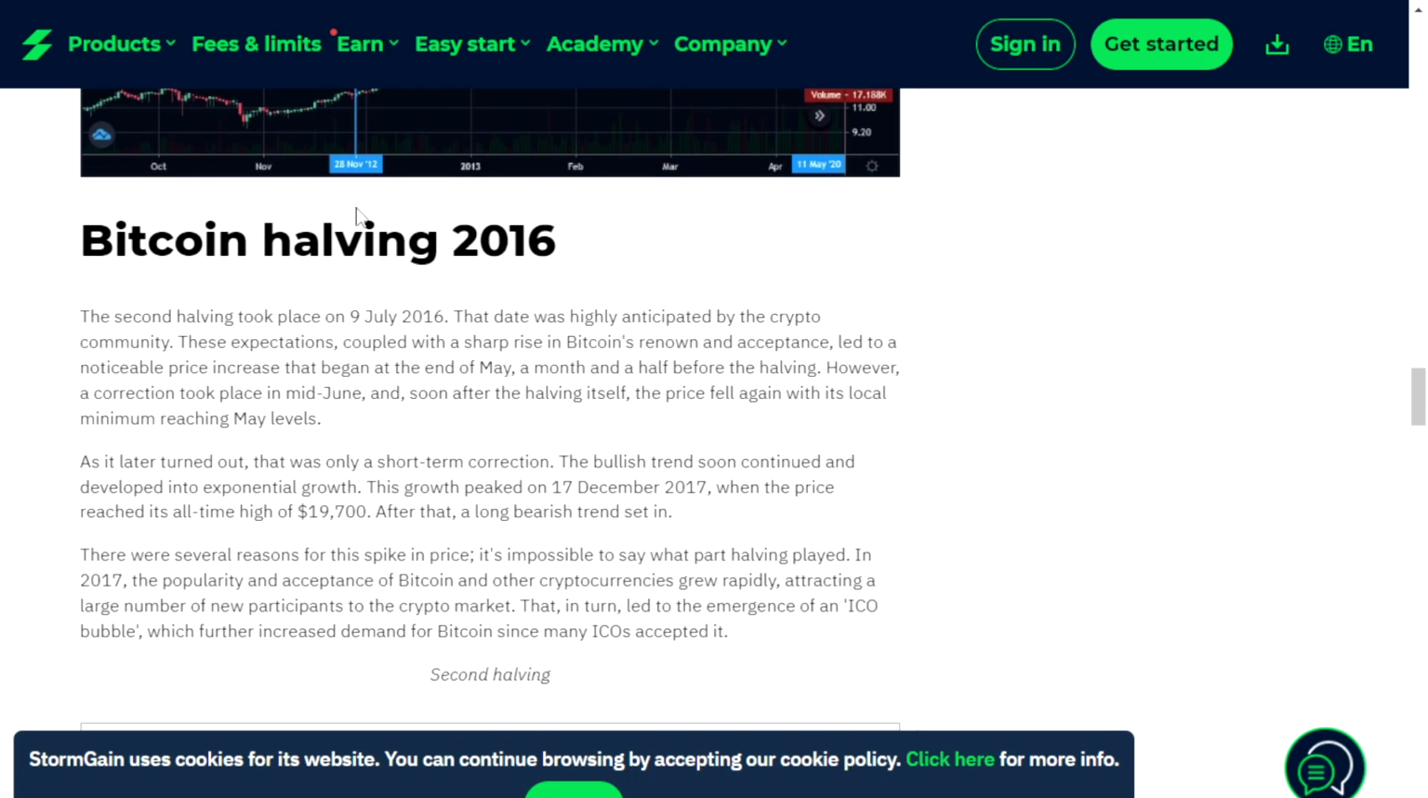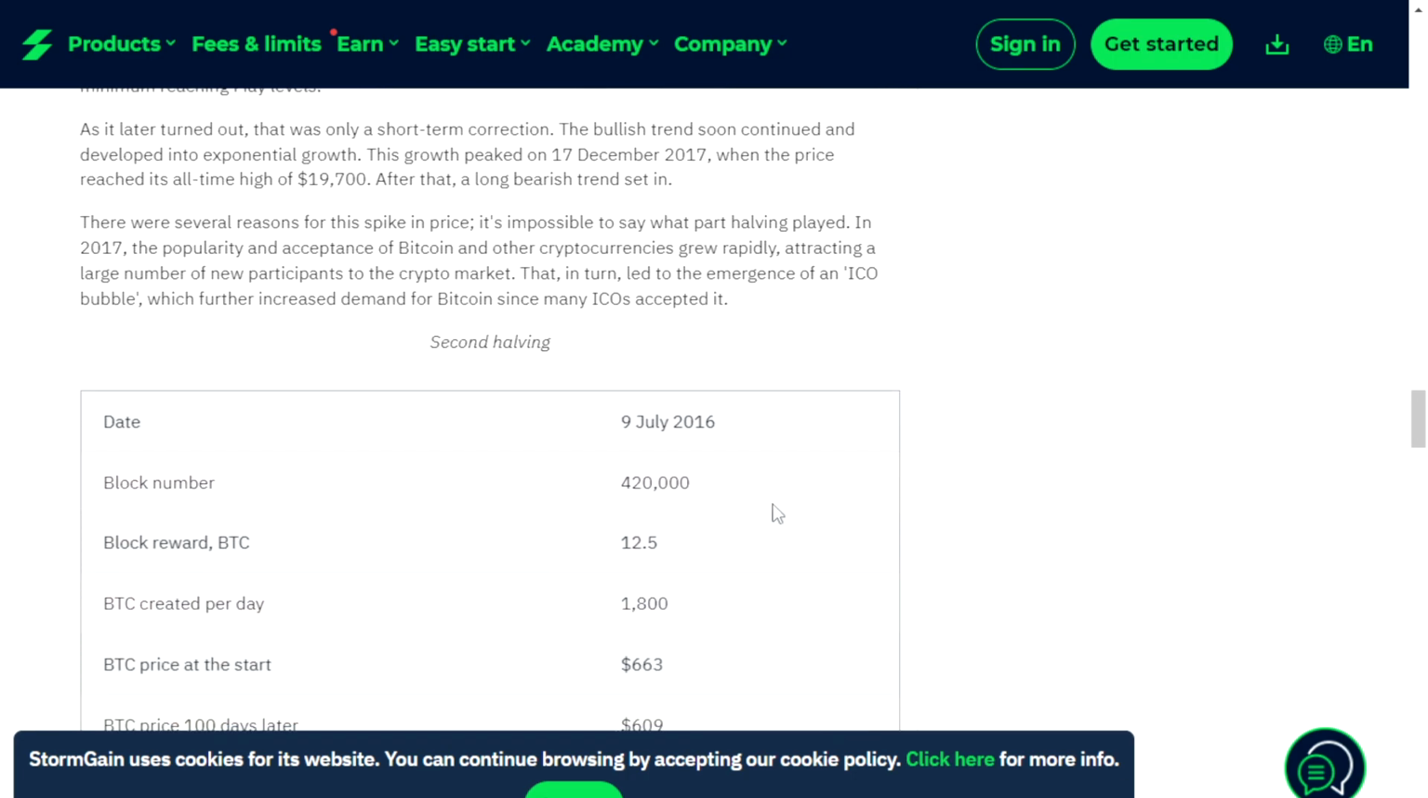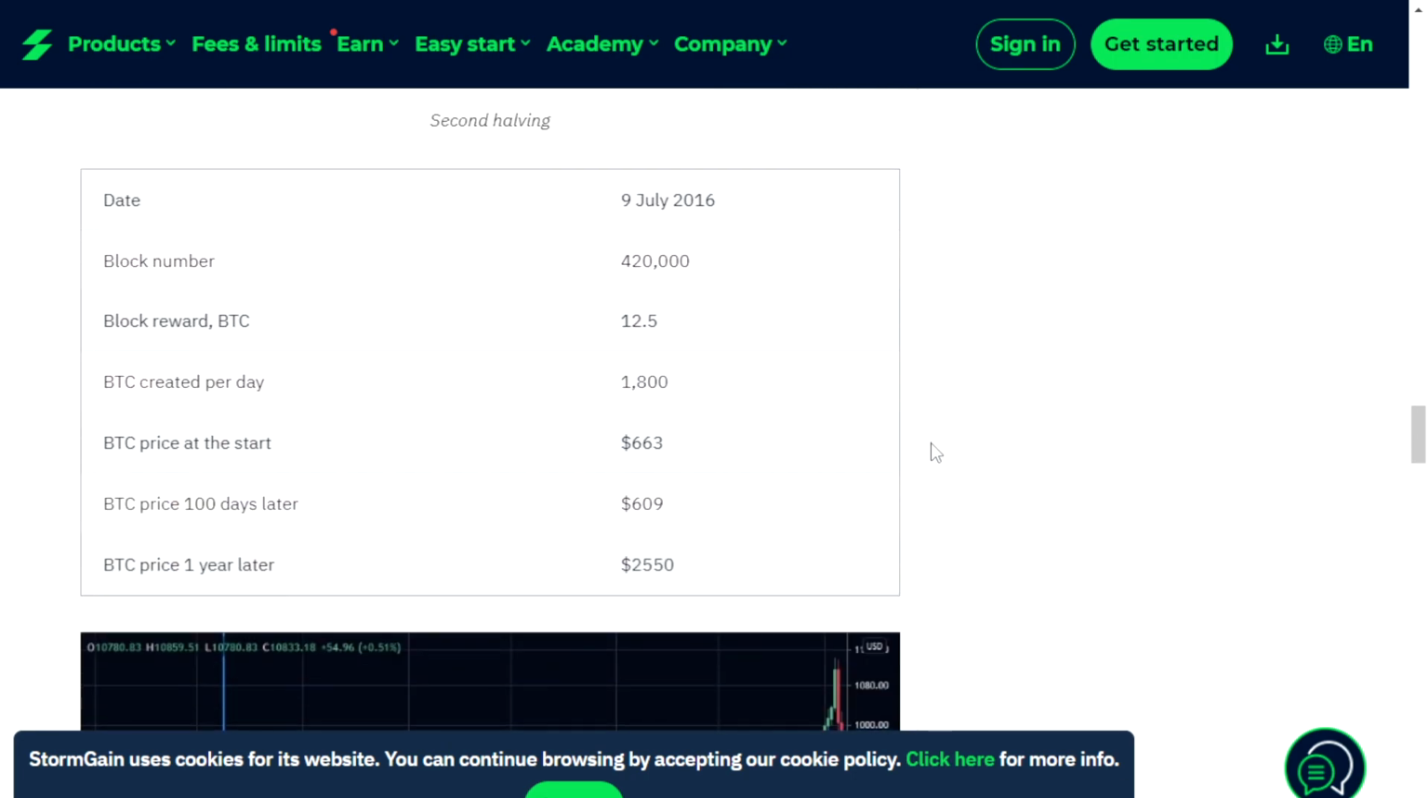The next halvening was in 2016, 9th of July. And again, the reward was cut in half. Now the miners receive 12.5 Bitcoin each time they solve that puzzle. Again, every 10 minutes approximately. Now only 1,800 Bitcoin per day was coming into existence. So it gets halved every 4 years.